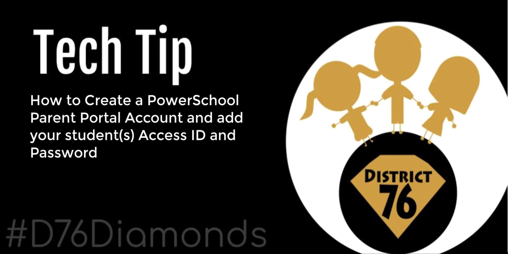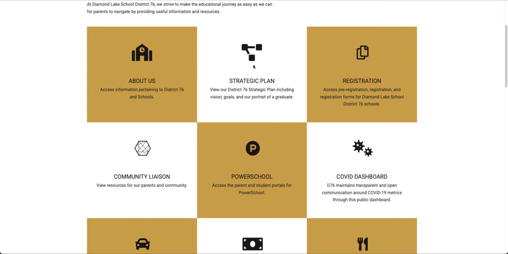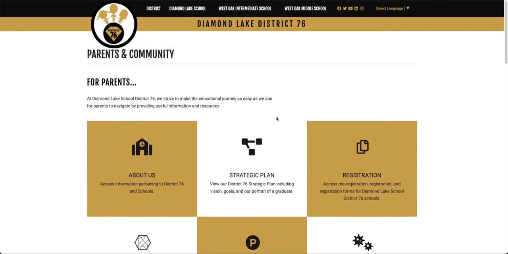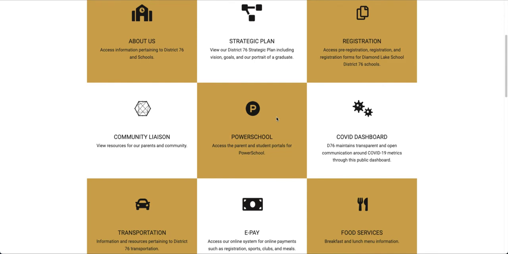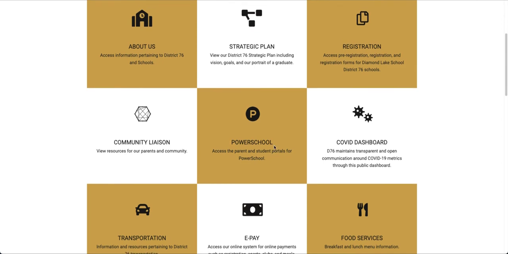Hello everyone, this video is going to show you how to access our PowerSchool Parent Portal from our website, as well as how to create an account and add your students by using the Access ID and Access Password that you received either from your parent folder in Residency Fair or via School Messenger email that was shared to your email account. So when you visit our District 76 website and you go to Parents and Community, there'll be several options, but in the middle you'll see PowerSchool.